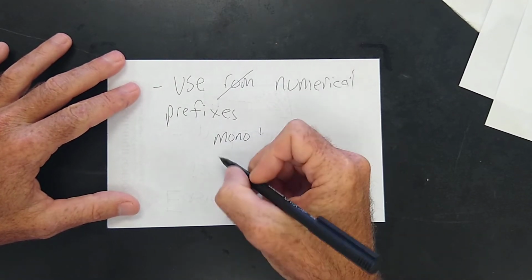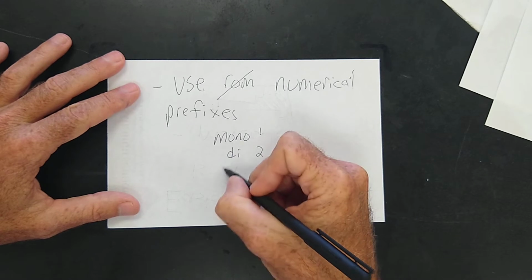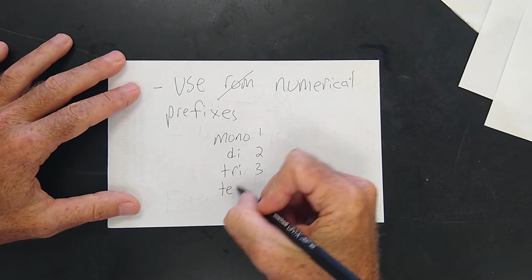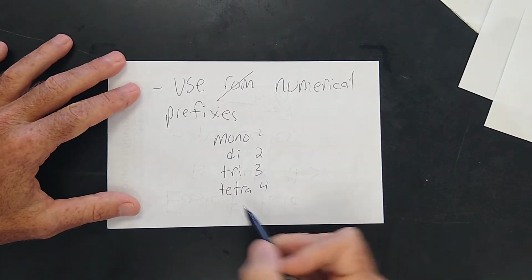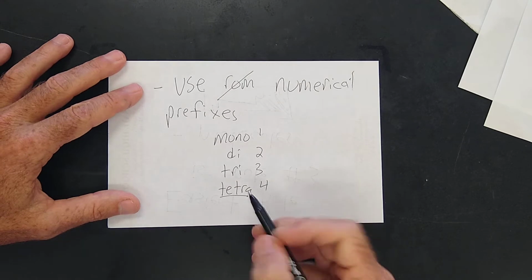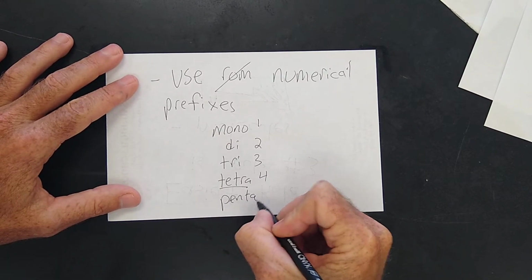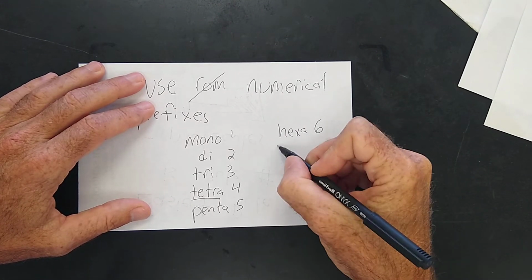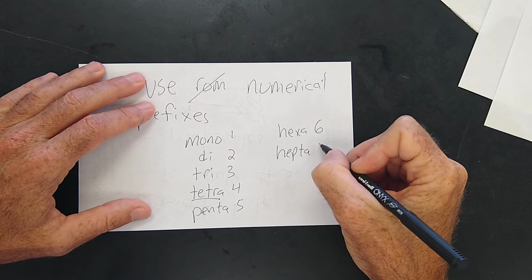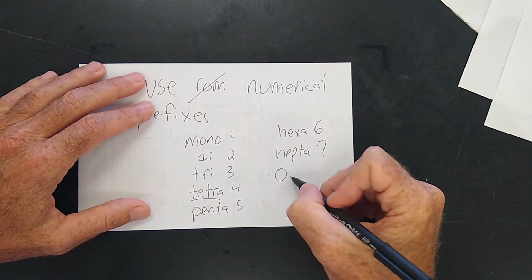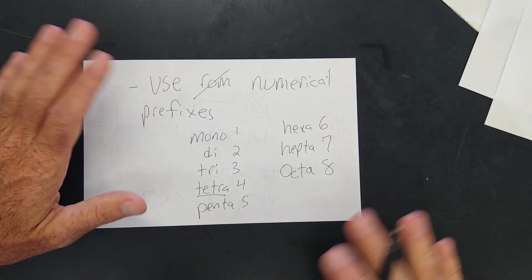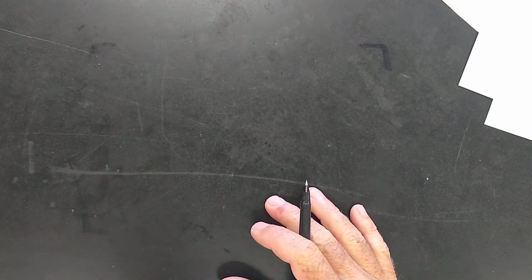Mono is 1. Di is 2. Tri is 3. These should all sound familiar to you. Tetra is 4, like in Tetris, there's 4 blocks. Penta, like the pentagon, is 5. Hexa is 6. Hepta, you won't use much, but maybe, 7. And then octa, 8. All right? So this is how easy it is. Rule number 3 is use numerical prefixes.